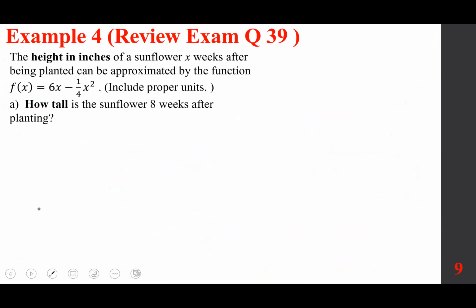The height in inches of a sunflower x weeks after being planted can be approximated by the function f of x equals 6x minus 1/4 x squared. How tall is the sunflower 8 weeks after planting? And as always, in any word problem, we should pay attention to units if units are given. So for part A, what do you think we should do? Anybody?